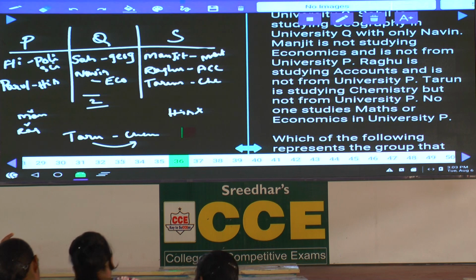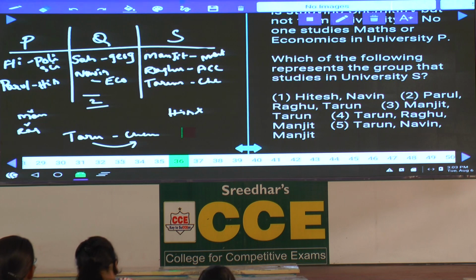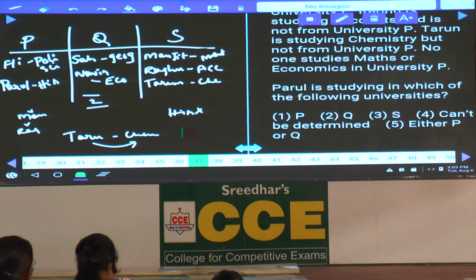Done? And question number 36, which of the following represents the group that studies in University P? Tell me who are those three persons: Manjit, Raghu, and Tarun. Tarun, Raghu, and Manjit, that is choice four. Next one, 37, Parul is studying in which other university? Parul is studying in University P, that is choice one.